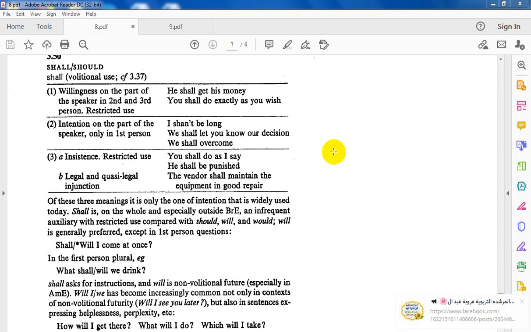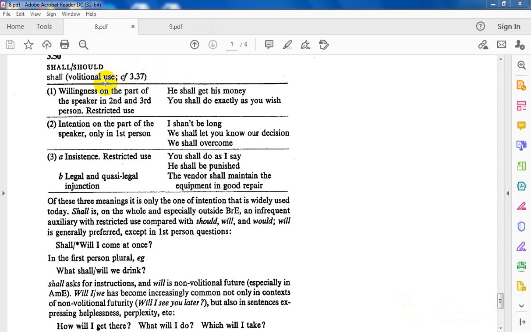All of us know that shall is a modal auxiliary. According to our information concerning shall, it is used to indicate futurity. But actually, there are other uses for shall, the first one being volitional use. When I say volitional, in contrast to futurity, these are the two meanings for shall.